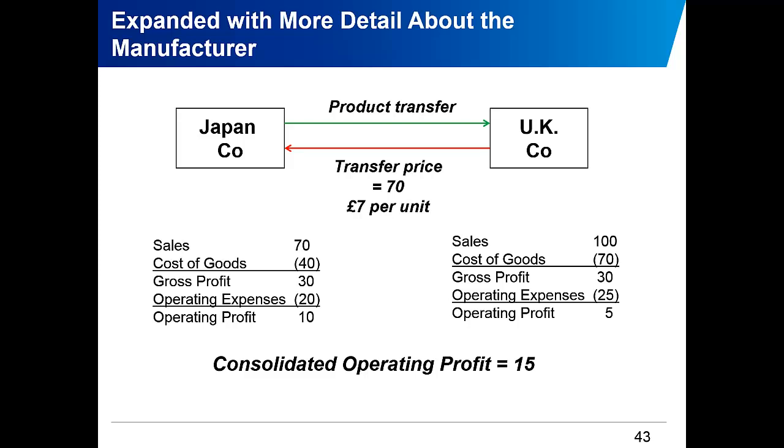They have cost of goods sold of 40 and operating expenses of 20. So the financials in total haven't changed at all. Japan Co. still earns an operating profit of 10, but now we know what the details are below it.